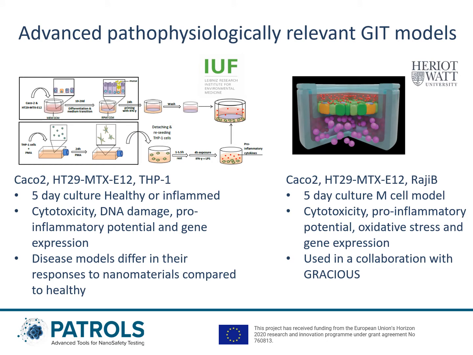For the gastrointestinal tract model, we have again 2 models, one from IUF, which will be described in a few moments by Angela in more detail, and one from Heriot-Watt University with Victor Udo, which uses the Caco-2 cells combined with HT29-MTX-E12 cells, which make mucus, and Raji B cells, which are a lymphocyte. These can be cultured to make an M cell model. So this is a phenotype where the Caco-2 cells flatten down and lose their microvilli and start to behave like the cells in a Peyer's patch or the immune tissue of the gastrointestinal tract.